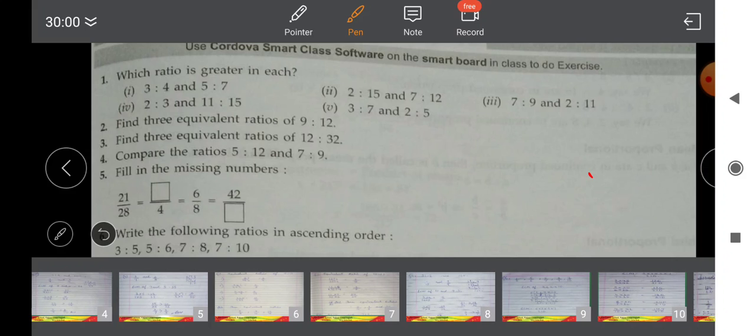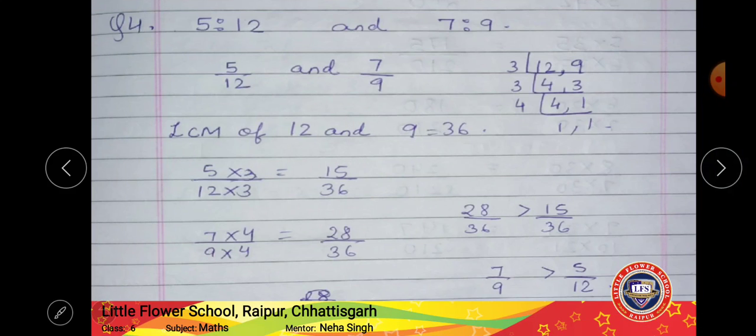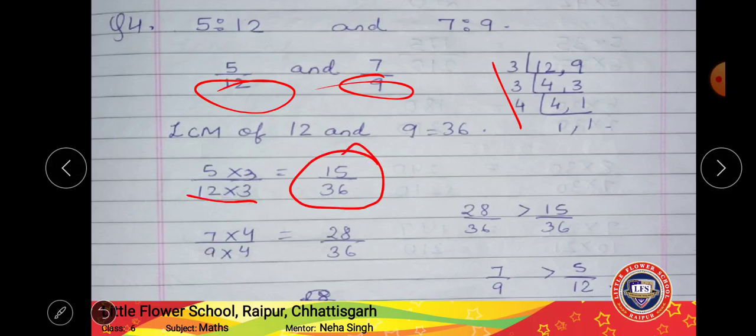You need to compare, means you need to find which is greater and which is smaller, right? So again you will compare. What we will do? The denominator should be the same. We can compare only the equivalent fractions. So 12 and 9, the LCM I have calculated here, it will be 36. Now 12, what should I multiply with 12 to get 36? 3. So I will multiply 3 in the numerator and denominator. So it is 15 by 36.